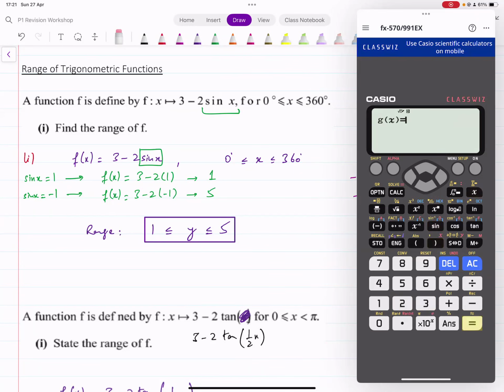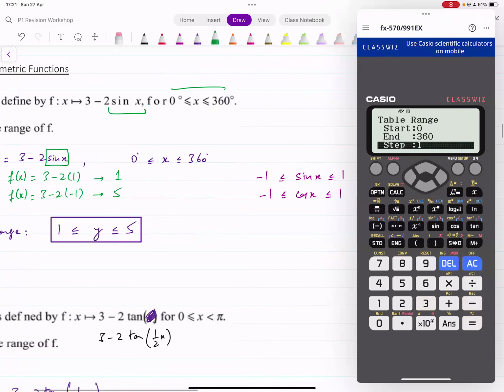Now the interval that's given is from 0 to 360. So start at 0, end at 360. And what about the step? I recommend whatever is the interval that's given, you divide that by 8 generally, right? So if this is the interval that's given, 0 to 360, 360 over 8, what does that give you? That gives you 45. Take that as the step, and that will give you enough values to basically understand what the maximum value of the graph is going to be, what the minimum value of the graph is going to be. So step 45, just input this on your calculator, and see what you get.